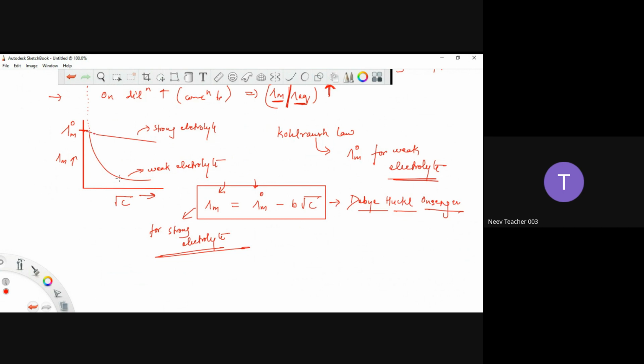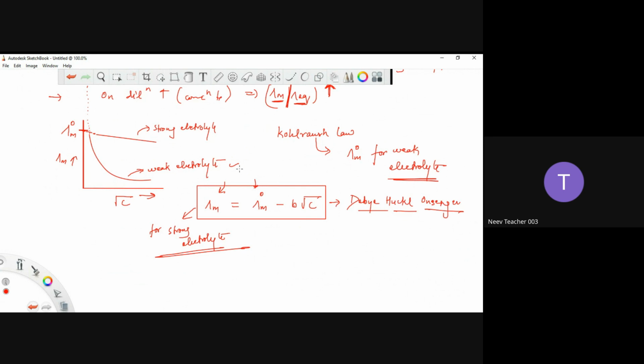Why? Try to understand for the weak electrolyte first. Lambda m is basically the molar conductivity, the conductivity from the ions. It is going to be produced from the ions, obviously. And we are calculating for 1 mole of substance, or you can say 1 mole of ions is there, right?